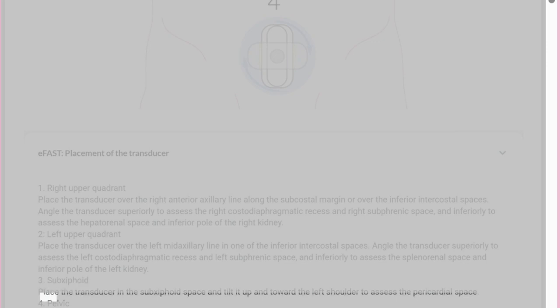3. Subxiphoid. Place the transducer in the subxiphoid space and tilt it up and toward the left shoulder to assess the pericardial space. 4. Pelvic. Place the transducer just above the pubic bone to assess the rectovesical space or rectouterine space. Obtain transverse and longitudinal views.